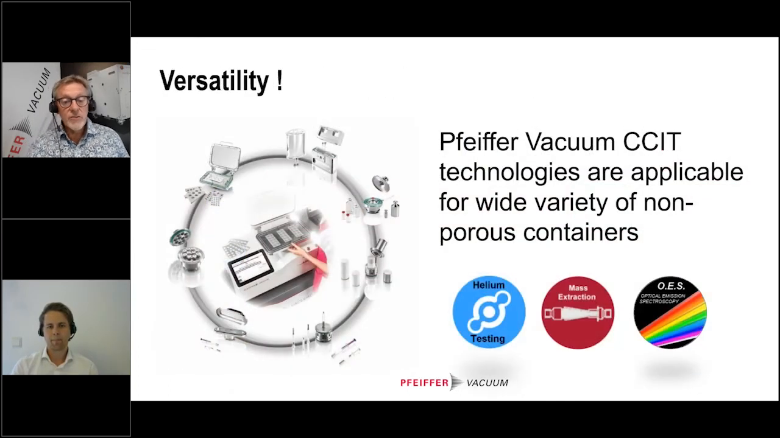And all these technologies are quite versatile and can be used for many applications. As you can see on this picture, from blister pack, IV bag, glass vials, plastic bottles, cartridge, glass syringes, test per batch here. So very versatile, which means that all these technologies are applicable for a wide variety of packaging.